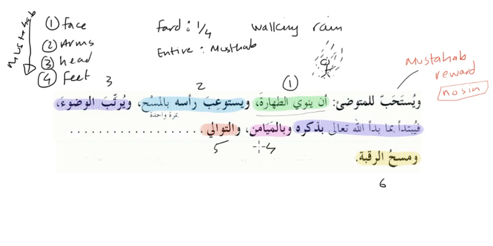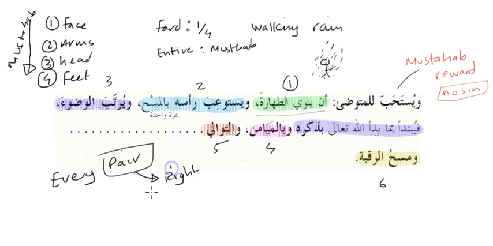Wabil mayamin. Mayamin means you start off with the right-hand side, for every limb that has a pair. First of all, you do the right, like the right hand, and then the left. The right foot, and then the left. So the right is done first, and then the left. This order, right and then left, is also mustahab.